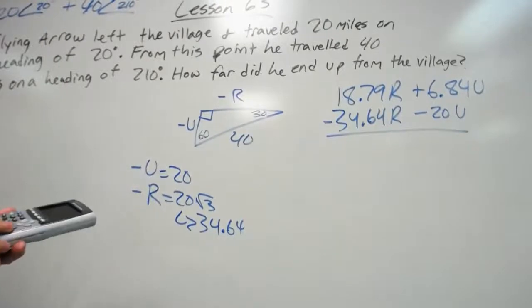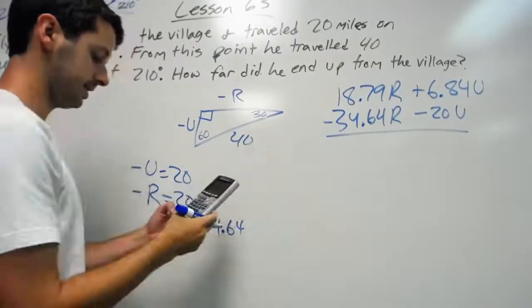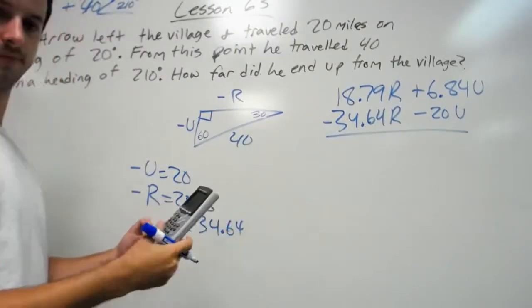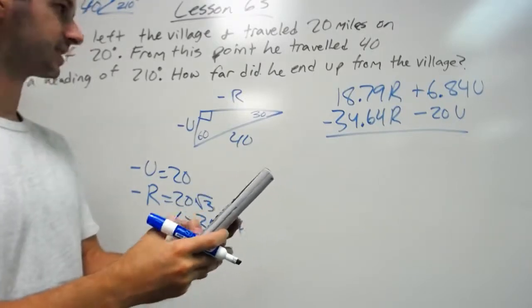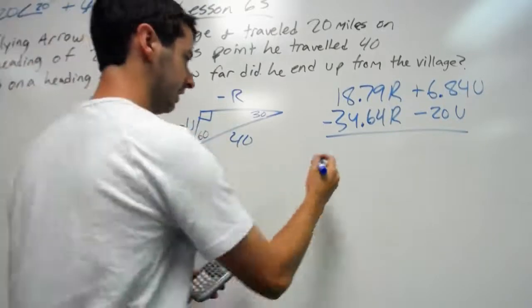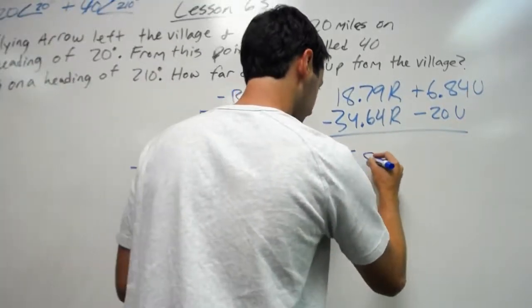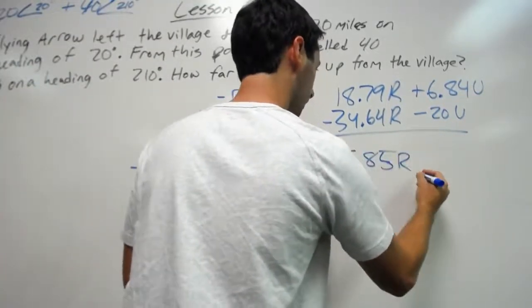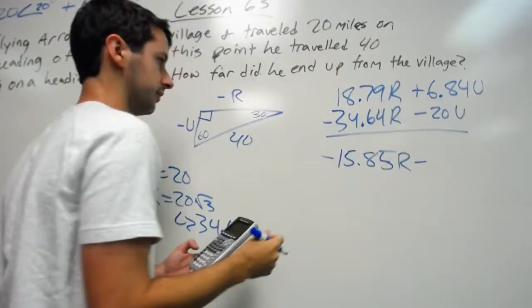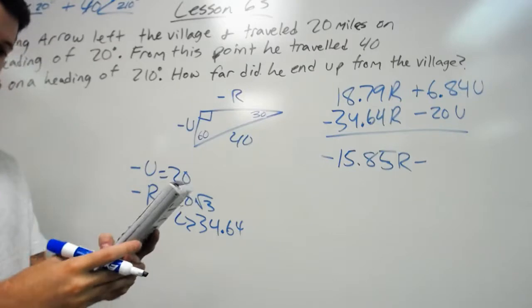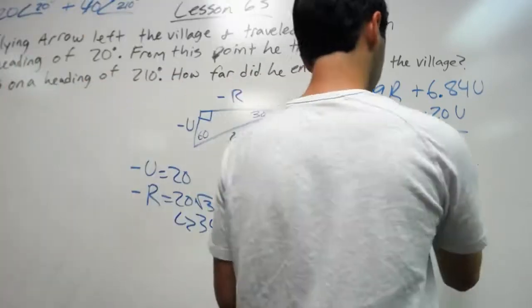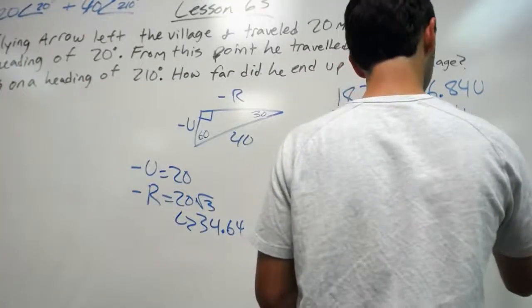So over here I'm going to do 18.79 minus 34.64, get negative 15.85 r. I already know this is going to be negative, but 6.8 minus 20, and we get negative 13.2 u.